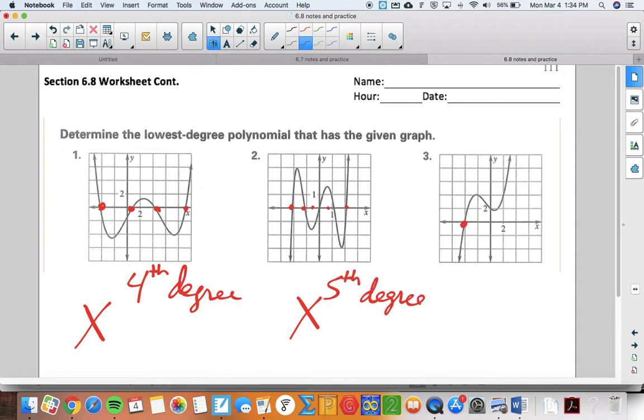Here, how many zeros are there? 1. So, technically you could say 1 here, but it's going to at least have to be a cubic. Because if it was 1, it would be linear. It would be a straight line, and there's some curviness there.